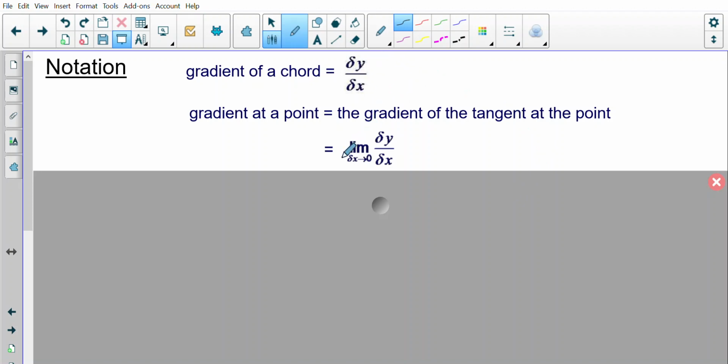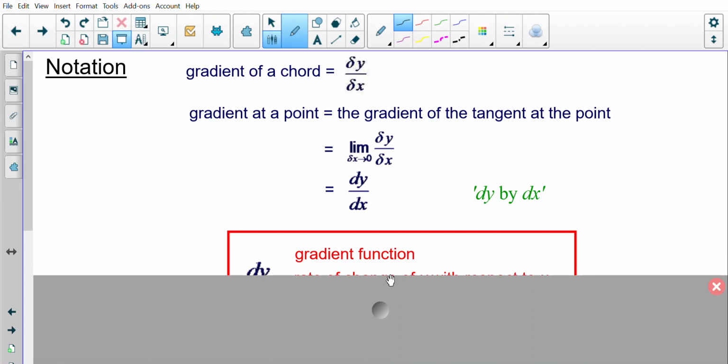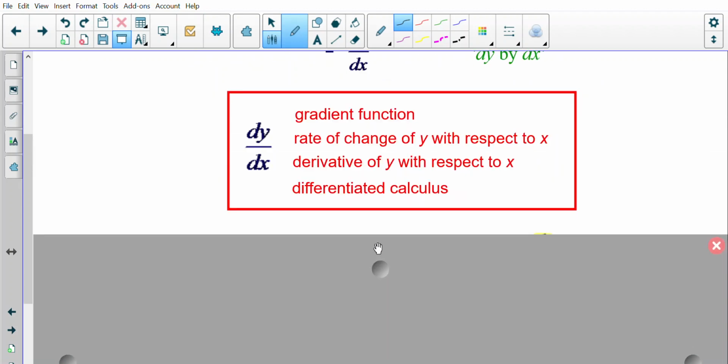So it's the limit as delta x tends to 0 of delta y over delta x, and that is just written as dy over dx, which we say dy by dx. Again, really don't worry too much about where this notation comes from, that's just for interest, but when we're working out the gradient function, one of the forms of notation we will use for that is dy by dx.